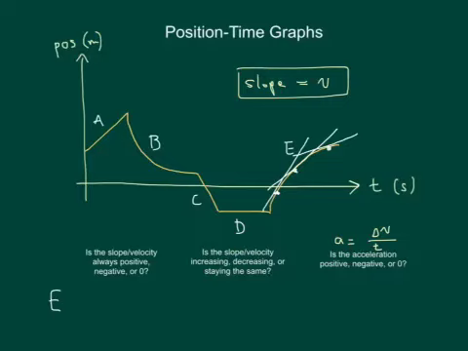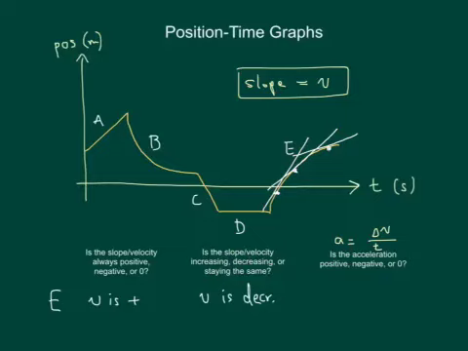So the slope is always positive, but instead of saying slope is always positive, I'm going to say V is always positive. Is the slope increasing, decreasing, or staying the same? These tangent lines are getting less and less positive, less and less steep in the positive direction. So as they get less steep, they decrease. The slope is decreasing, but instead of writing slope is decreasing, I'm going to say V, the velocity, is decreasing.